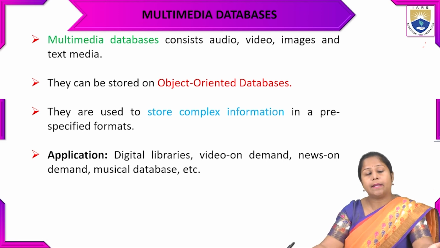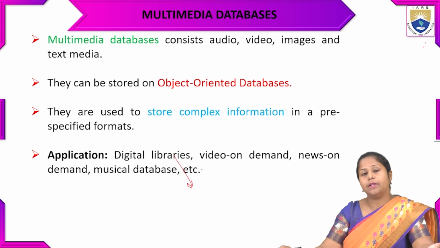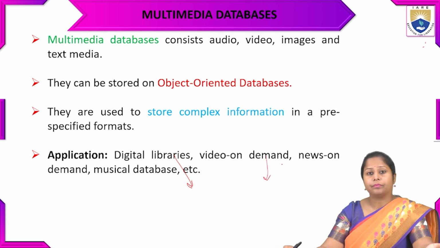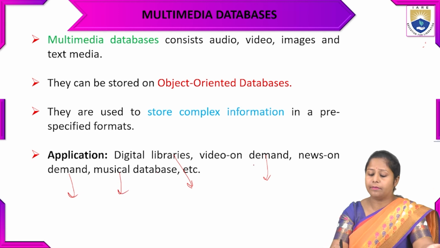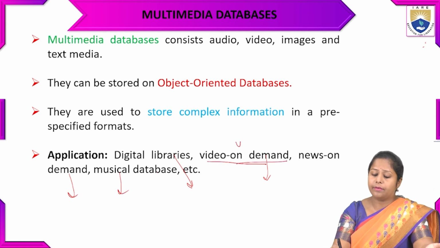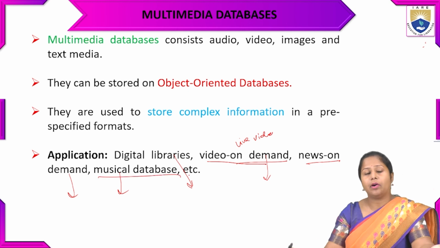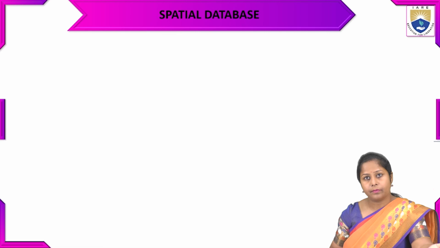The applications can be there for that. A digital library can have multimedia data, video on demand, video news on demand. So these are live data, actually live video, right? Live video, live news, what is in the news channels, musical data. So all these types of related databases come under the multimedia databases.